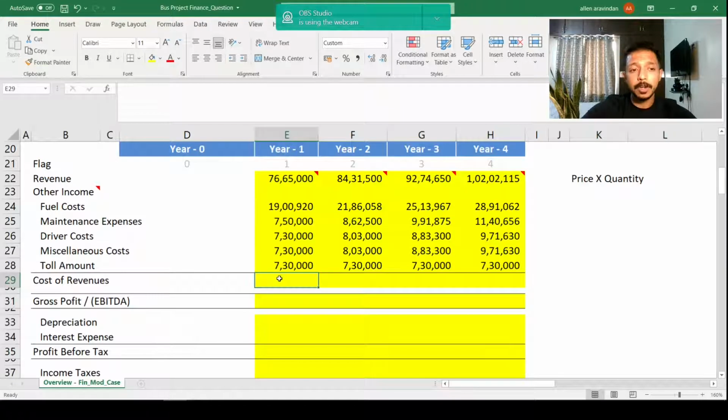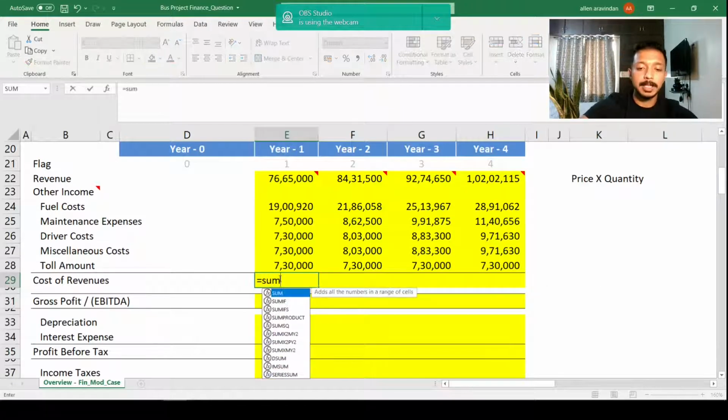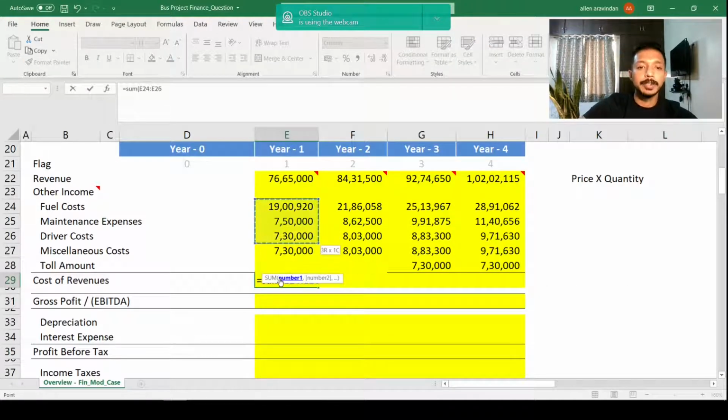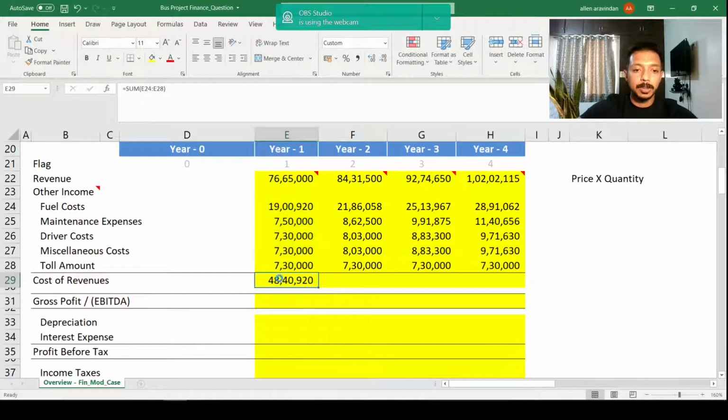Now we're going to calculate the cost of revenues, right? So this is the direct cost of generating the 76 lakh 65,000 revenue. And if it was not related to service, then this cost of revenues would have been called cost of goods sold, right? So let me drag that across to the right. There you go. So we have the cost of revenues.